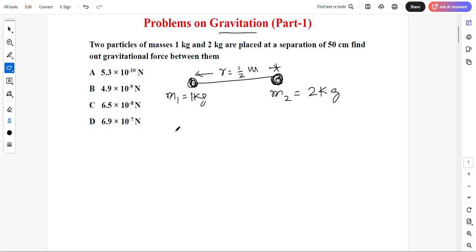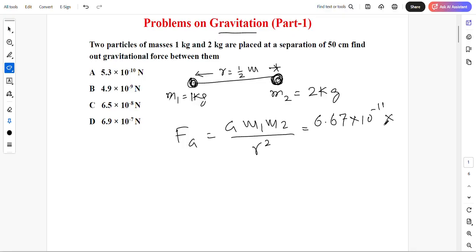Find the gravitational force. We know that gravitational force is given by G into m1 into m2 by r square, where G is the universal gravitational constant, 6.67 into 10 to the power of minus 11, into m1 is 1, into m2 is 2, divided by 1 by 2 the whole square.